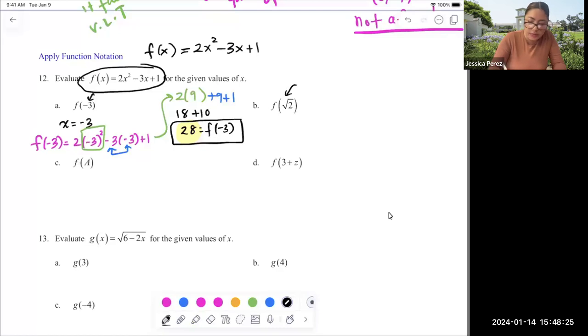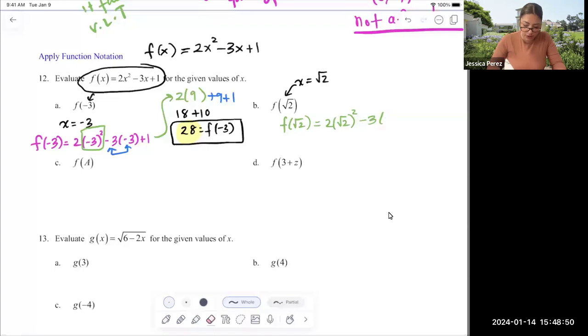Now they're saying that my new x value is equal to the square root of 2. And that's okay, and if it's irrational, we can still substitute. So we'll have f of the square root of 2 is going to be equal to 2 times the square root of 2 squared, minus 3 times the square root of 2 plus 1.